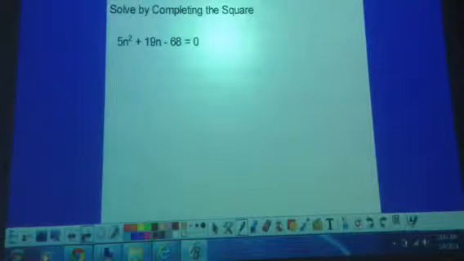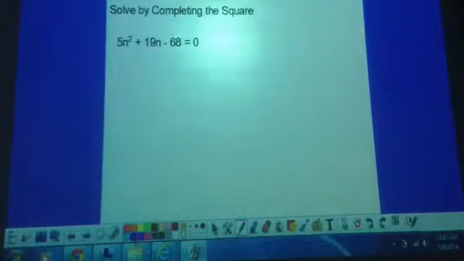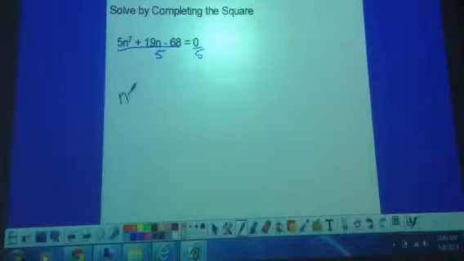Okay, we're going to complete the square with this quadratic equation. The first thing I notice is that I have a 5 out in front, so I'm going to divide everything by 5 on the right-hand side and on the left-hand side. So that's going to leave me with n squared, because 5 divided by 5 is just 1.